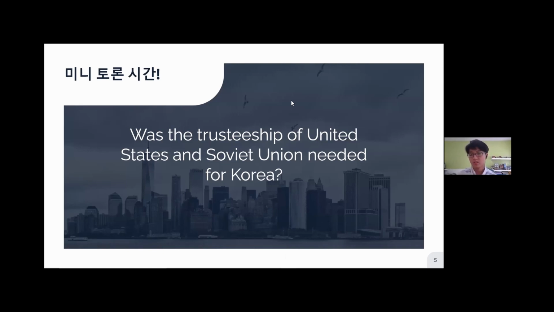But after liberation, the government could just transfer back to Korea and start their own nation. And I think they were ready to start their own nation. But obviously the United States and Soviet Union didn't think that, and that's why they had to come in. And it resulted in the Korean War. So I don't think the trusteeship was needed.